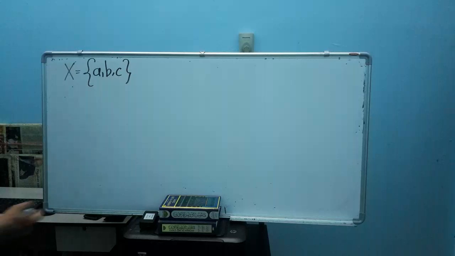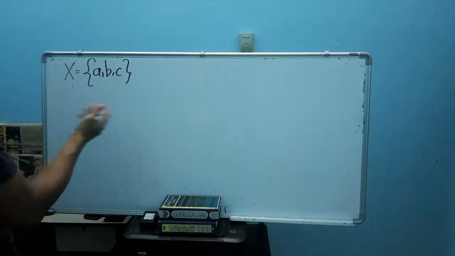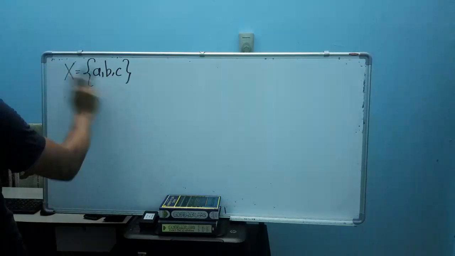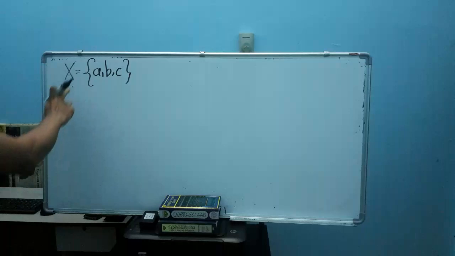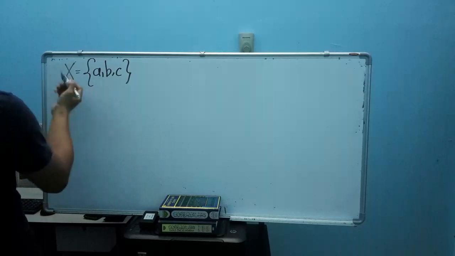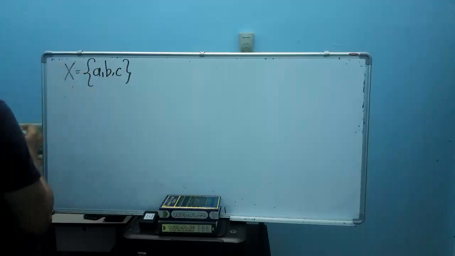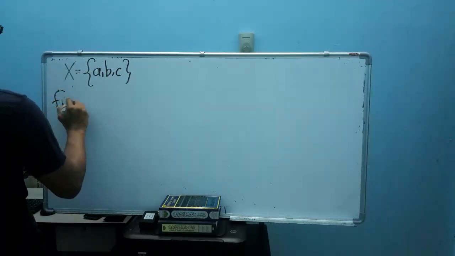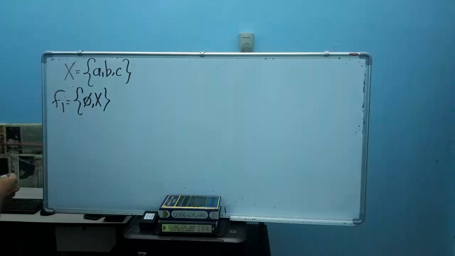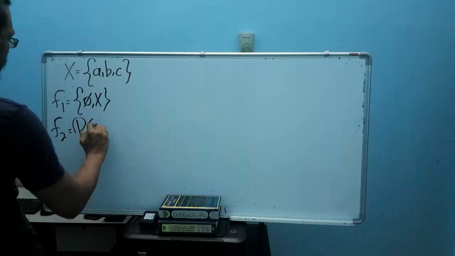Of course, from this set, as already discussed before, we can define five algebras on the set of three elements, if you remember. So let's list the five algebras that can be defined on this set. F1 will have the empty set and X, so this one is the smallest algebra. And let F2 be the power set of X.